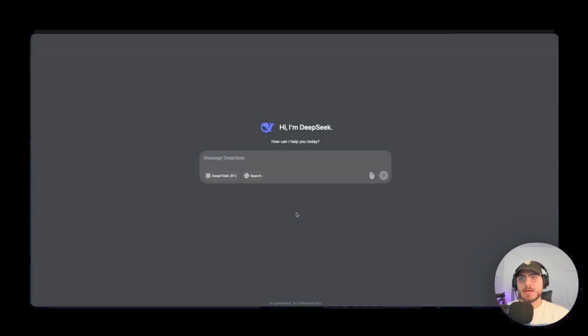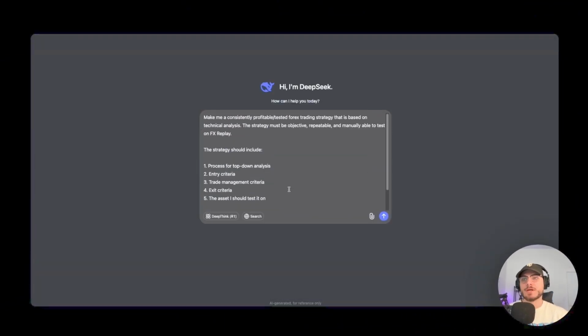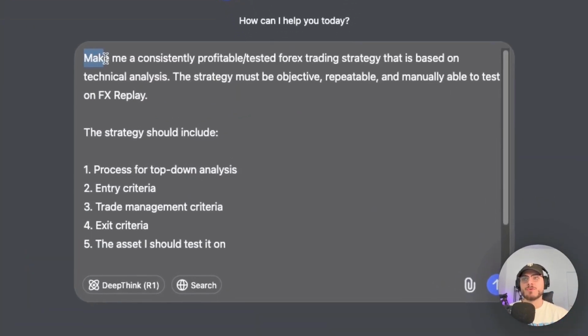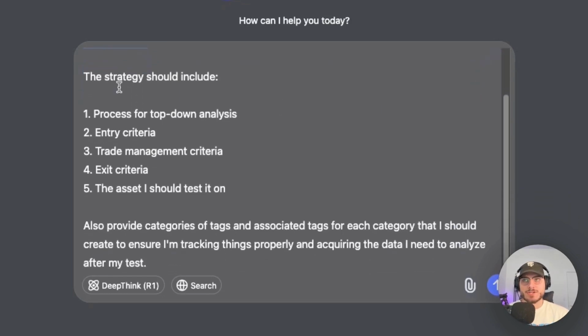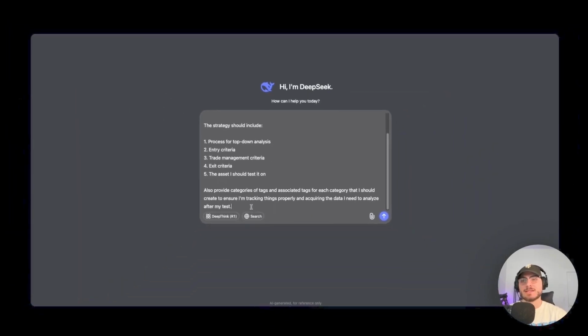So we're in DeepSeek, and now I'm going to paste in a quick little prompt I made. So just to show you: make me a consistently profitable tested strategy that is based in technical analysis. The strategy must be objective, repeatable, and manually able to test on FX Replay. The strategy should include process for top-down analysis, entry criteria, trade management criteria, exit criteria, and the asset I should test it on. Also provide categories of tags and the associated tags for each category that I should create to ensure that I'm tracking things properly and acquiring the data I need to analyze after my test. So let's click run and let's see what happens.